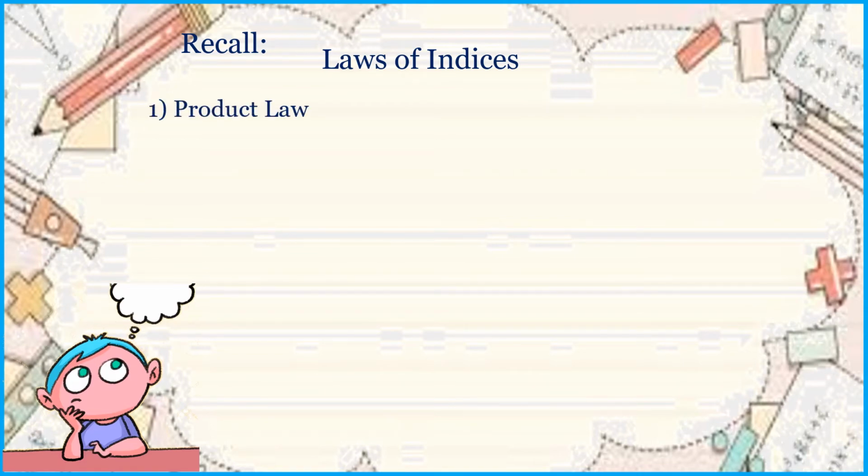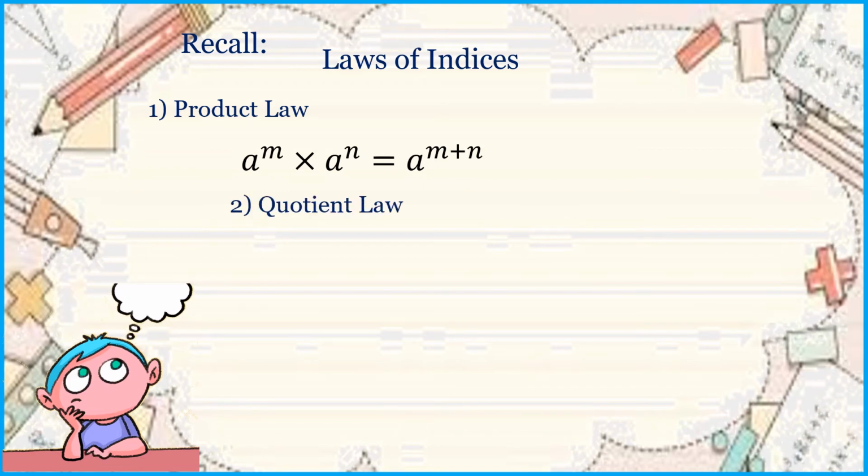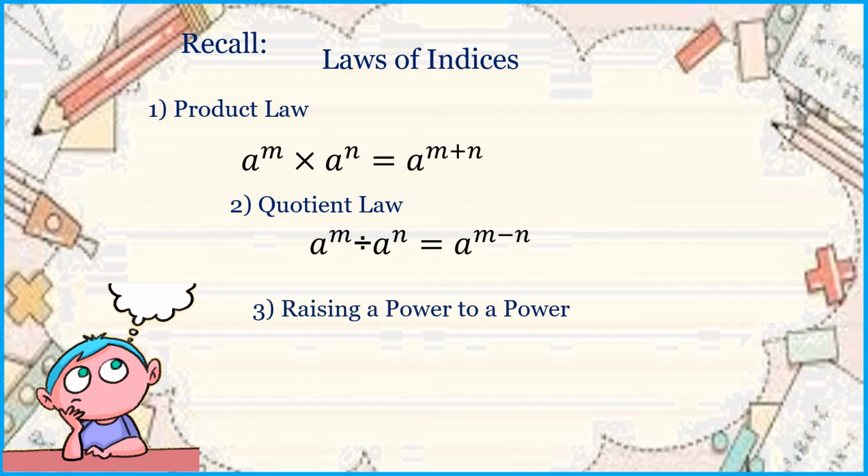The first one is the product law. The product law states that when multiplying powers with the same base, we need to add the exponents. The second one is the quotient law. The quotient law states that when dividing powers with the same base, we need to subtract the exponents. And the third law is raising a power to a power, which means that we are going to multiply the exponents. Those laws are very important so that we can solve the problems later easily.